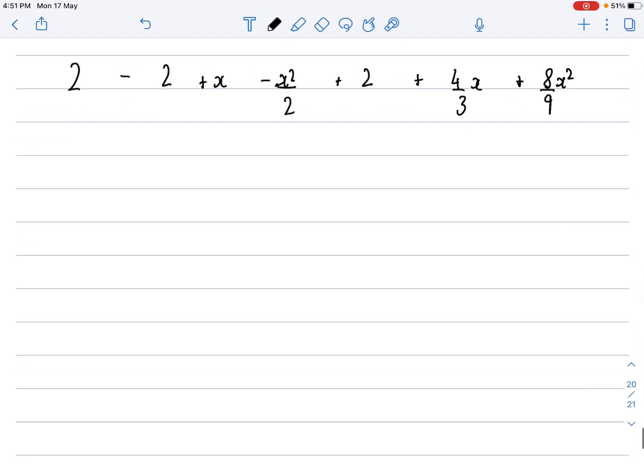So now just focus on the constants first. 2 minus 2 plus 2 will give me my constant as 2. Plus, now focus on the x's, where I'll get x plus 4 by 3 x, which is basically 1 plus 4 by 3, which gives me 7 by 3 x. And here, focus on the x squares, which is basically minus 1 by 2 plus 8 by 9, where I'll get 7 by 18 x squared, which is the final answer of my question.